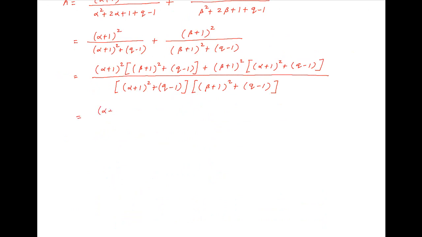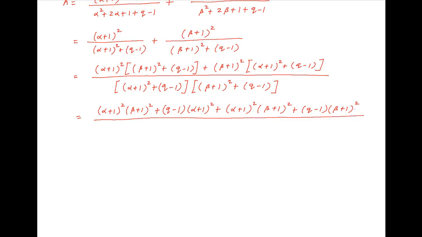The numerator can be rearranged as alpha plus 1 whole square times beta plus 1 whole square plus q minus 1 times alpha plus 1 whole square. The second term in the numerator can also be opened up similarly, which is equal to alpha plus 1 whole square times beta plus 1 whole square plus q minus 1 times beta plus 1 whole square. And the denominator is equal to alpha plus 1 whole square times beta plus 1 whole square plus q minus 1 times alpha plus 1 whole square plus q minus 1 times beta plus 1 whole square plus q minus 1 whole square.